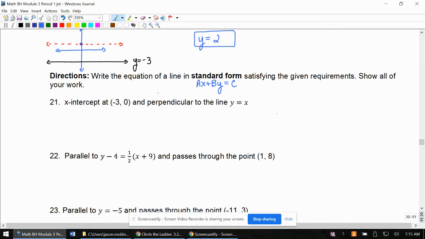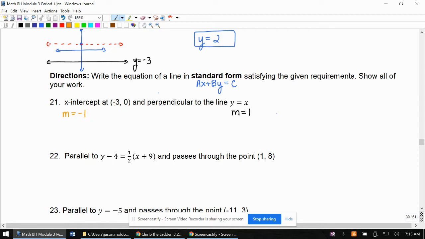21 says we want to write the equation of a line that has an x-intercept at (-3, 0) and is perpendicular to the line y equals x. Well, y equals x has a slope of 1, which means that my new line is going to have perpendicular, opposite reciprocal. So opposite of 1 is -1, and the reciprocal of 1 is in fact 1. That means our new slope is -1.